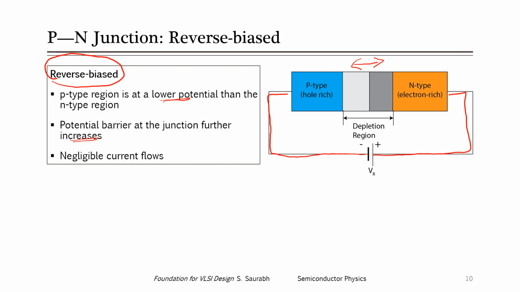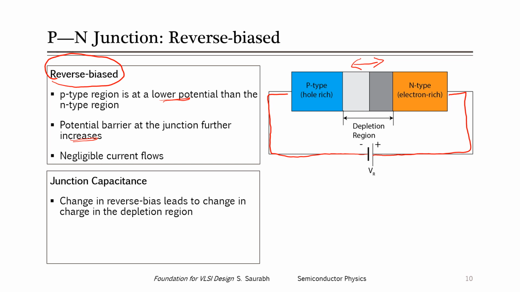The potential barrier was already prohibiting electrons and holes from going from one side to the other. Now when we apply this kind of bias, this potential barrier further increases, and therefore in this condition only very negligible current will flow, right? But in this situation, say we have a voltage source also, and because of that, the bias between the P and N region is changing, right?